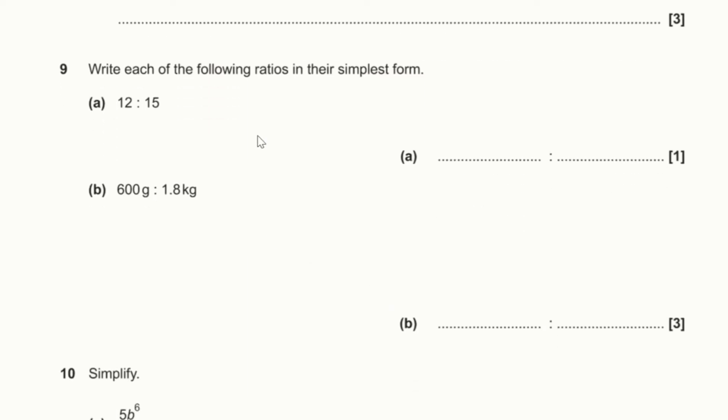Question number 9, we have to write each of the following ratios in their simplest form. We've got 12 to 15, and if I divide both sides by 3, then we end up with 4 to 5. So we've got 4 to 5.